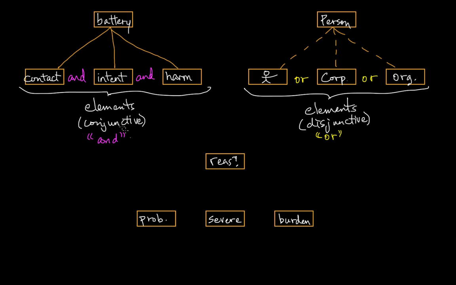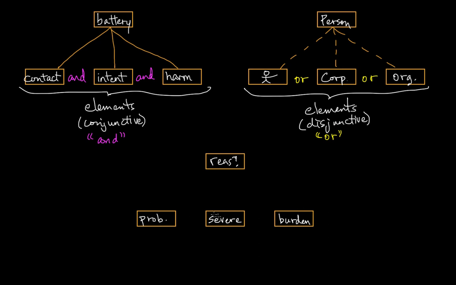Now, notice that these considerations are a little bit different than the elements we saw up above. The elements that we looked at previously are kind of like on-off switches. It's either satisfied or it's not. Either there's contact or there's no contact. Either the contact results in a harm or it doesn't result in a harm. And an entity is either a corporation or it's not a corporation. So these elements are either satisfied or not satisfied.